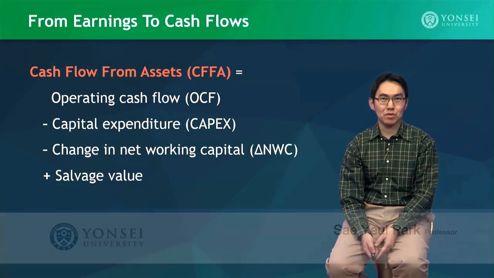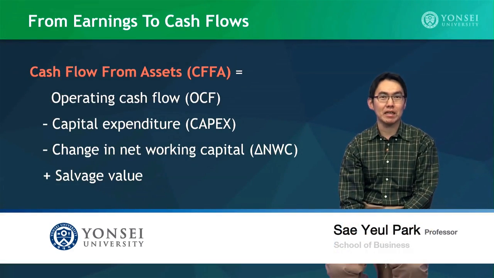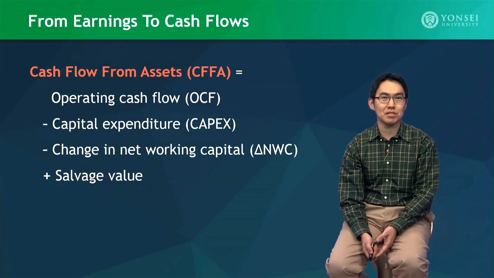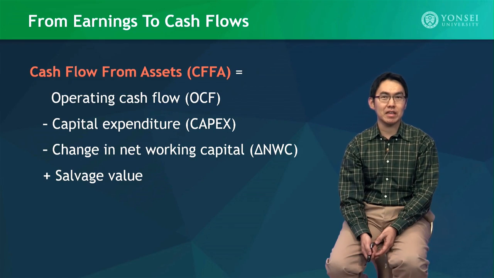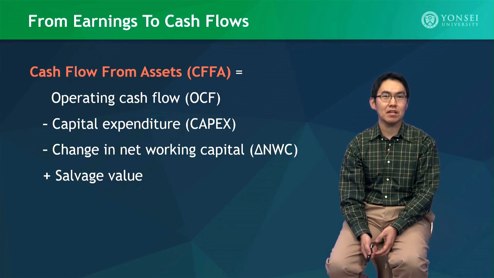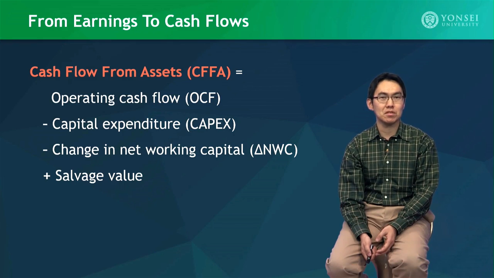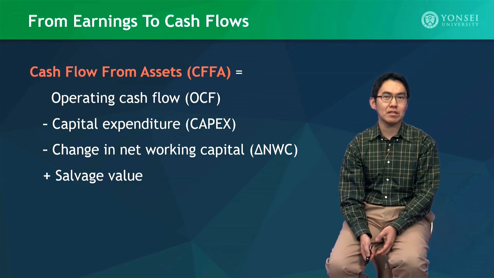Hi, in this lecture, we will now shift our focus from income statement analysis to cash flow analysis. After all, it is cash flows, not accounting earnings, that determine value of a project. To compute the total cash flows from assets or the project, we should consider the following items. Cash flow from assets is calculated as operating cash flow minus capital expenditure minus change in net working capital plus salvage value. Now, we'll take a look at each of those four components.